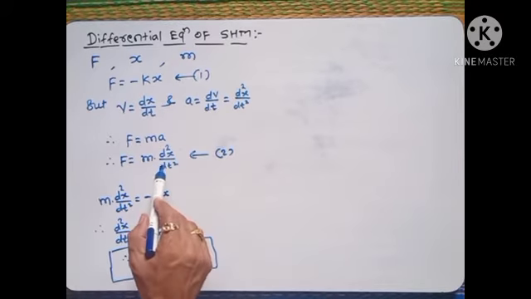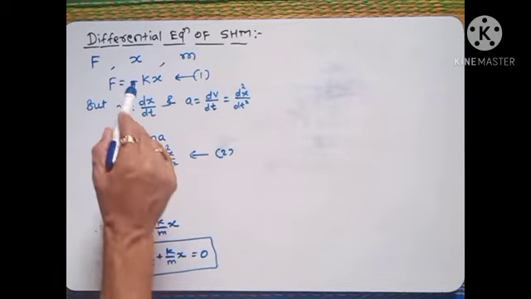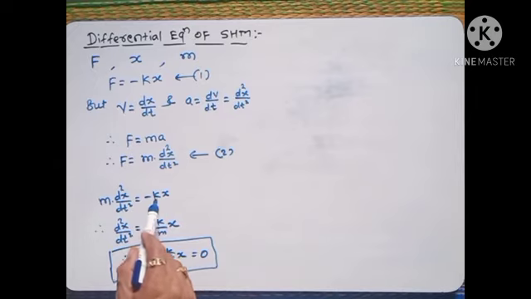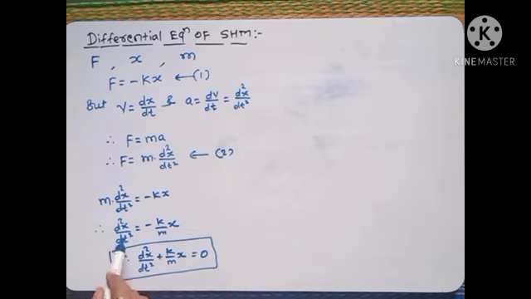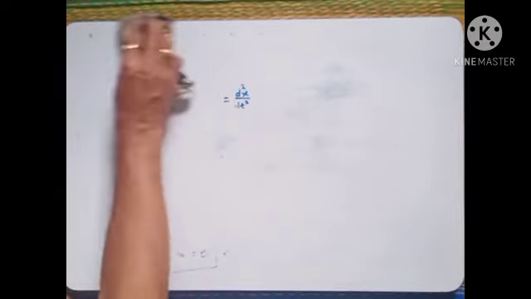Now we put the value of force, m into d2x by dt2, from equation 2 in equation 1, then we get m into d2x by dt2 equal to minus kx, and therefore d2x by dt2 equal to minus k by m into x. Now, taking this to this side, d2x by dt2 plus k by m into x equal to 0. This is the differential equation of SHM. This is the heading of our article. Now we will see the next article.